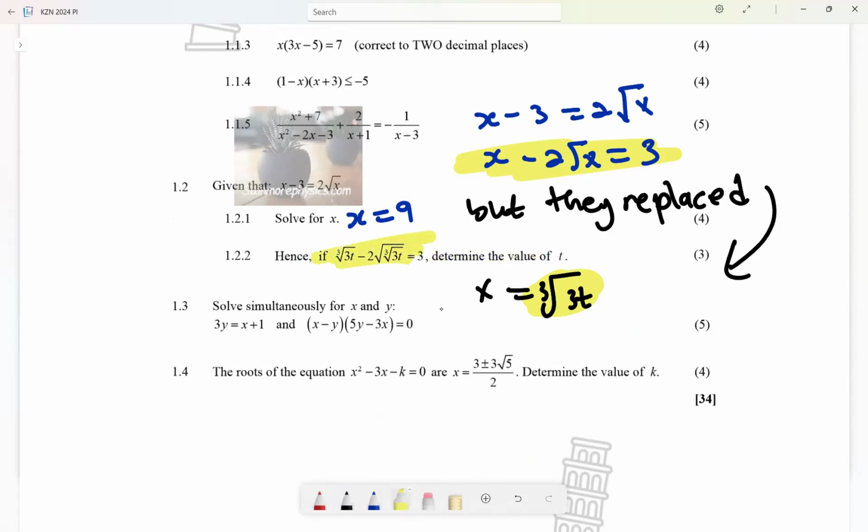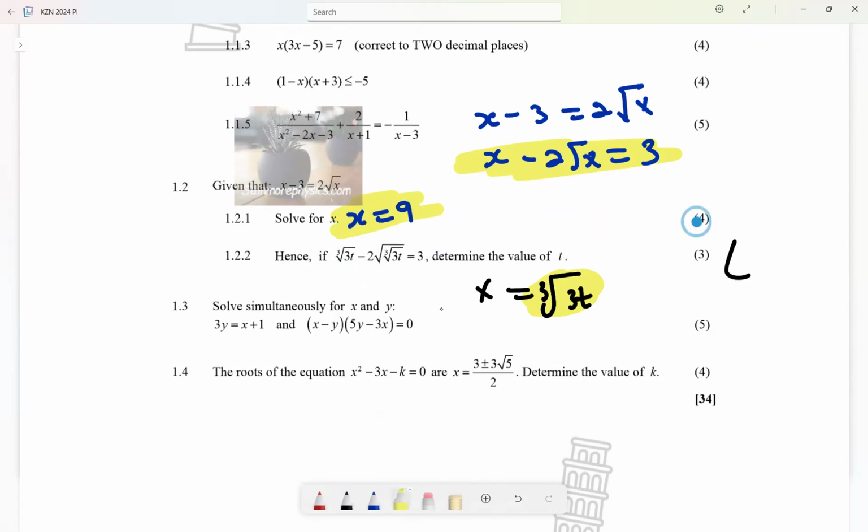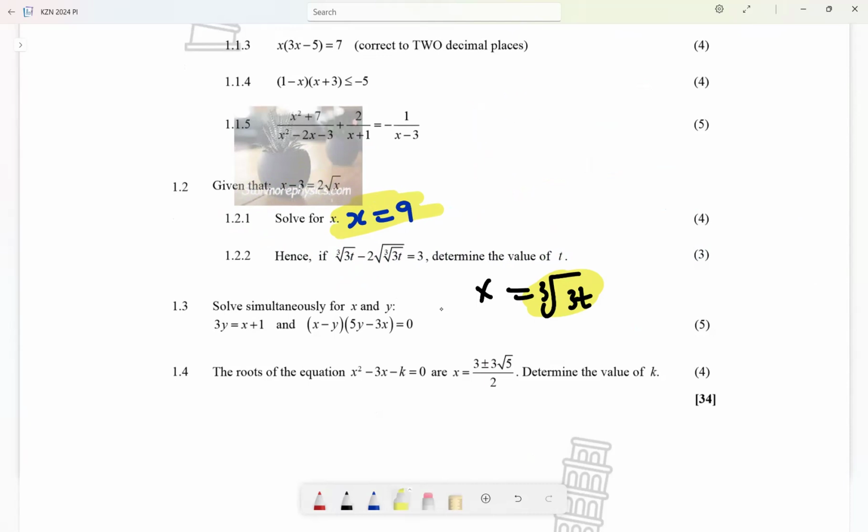This equation is the same as this equation, just that they have rewritten it. But now remember, you have already solved for this equation. So instead of getting x equal to 9, you will get this. This is our new x. So instead of saying x is equal to 9, you'll say cube root of 3t is the one that is equal to 9, because now they replaced x with cube root of 3t.